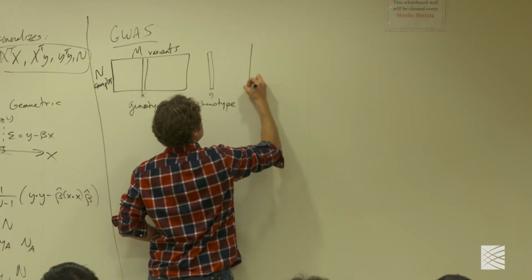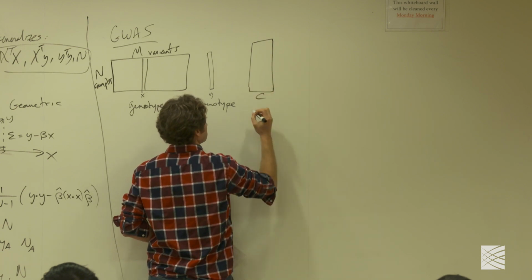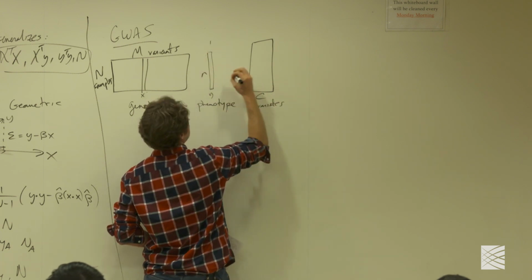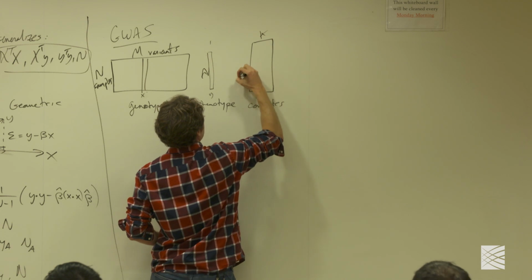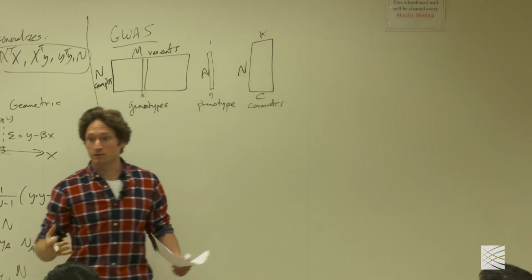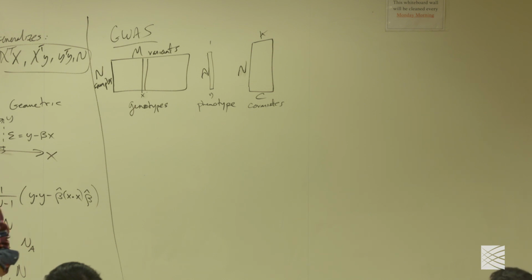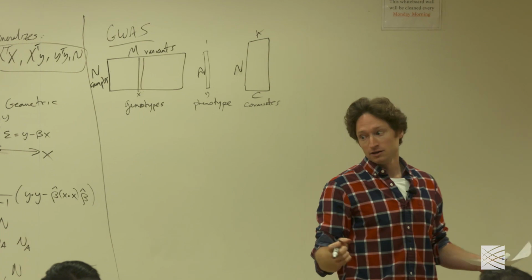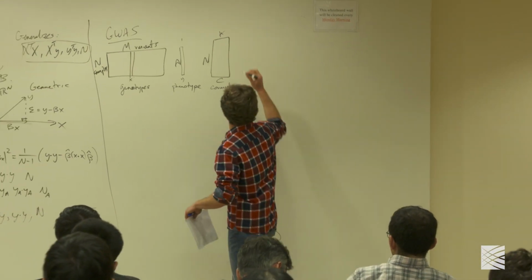And then we might have some covariates. We'll call this matrix C. Here, this will be n by k. So we have k covariates that we want to include in our model to deal with confounding. These could be principal components. Hoon will tell us more about how to compute those. Or they could be things like age or sex or other confounders.